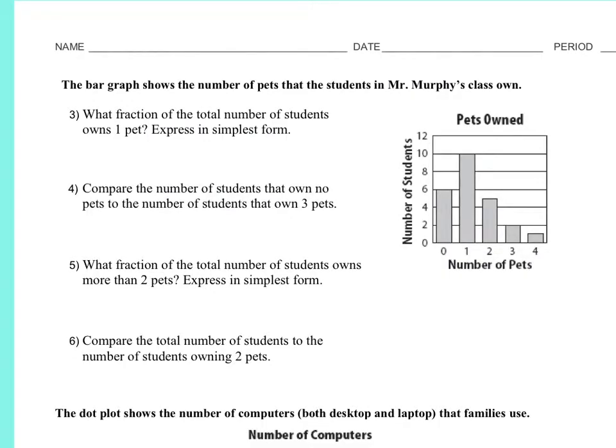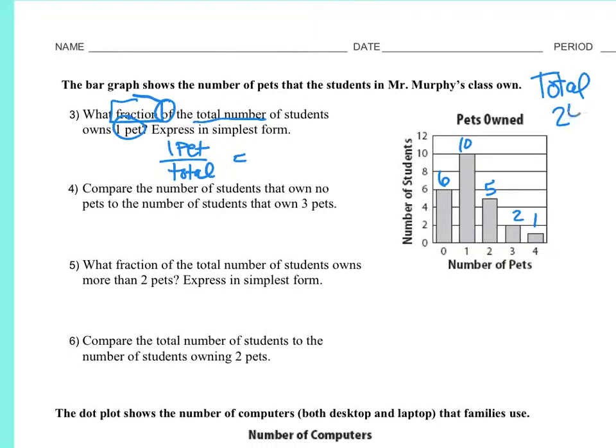Okay, the bar graph shows the number of pets that students in Mr. Murphy's class own. Number 3 says what fraction, so our answer is going to be a fraction. What fraction of the total number of students, so total is going to be on the bottom, owns 1 pet? So how many total are there? 6 plus 10 plus 5 plus 2 plus 1. So the total is 24, all of those added up.